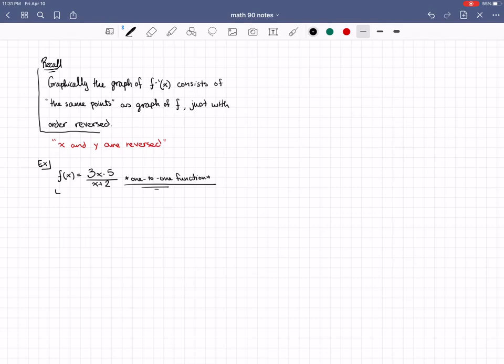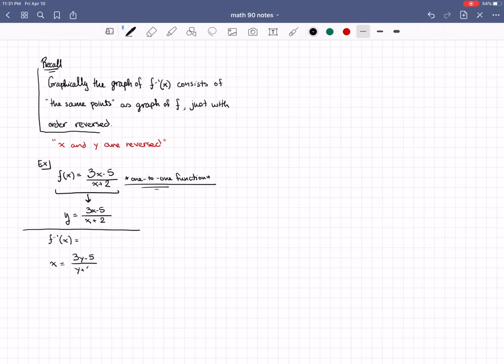So what this means on a graph is that if you look at the graph of f of x, the y coordinates will be obtained by doing this to the value of the x coordinate. So the y coordinate of a point whose x coordinate is x is 3x minus 5 over x plus 2. So as far as f inverse is concerned, I don't know what f inverse of x is yet. We'll figure that out. But as far as f inverse is concerned, the relationship between x and y is reversed.